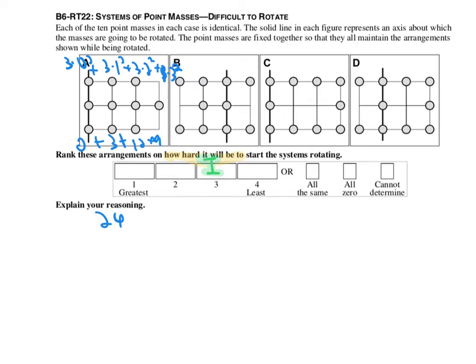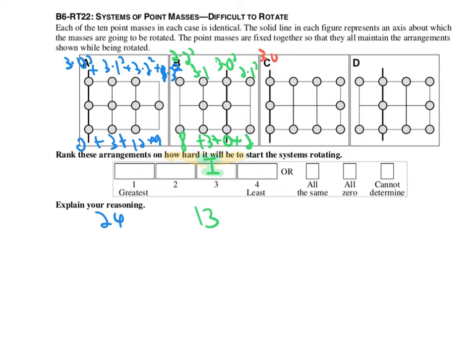For B, we have 2 masses at a distance of 2, and 3 masses at a distance of 1, and 3 masses at a distance of 0, and 2 masses at a distance of 1, which is 8 plus 3 plus 0 plus 2. That seems to be 13.